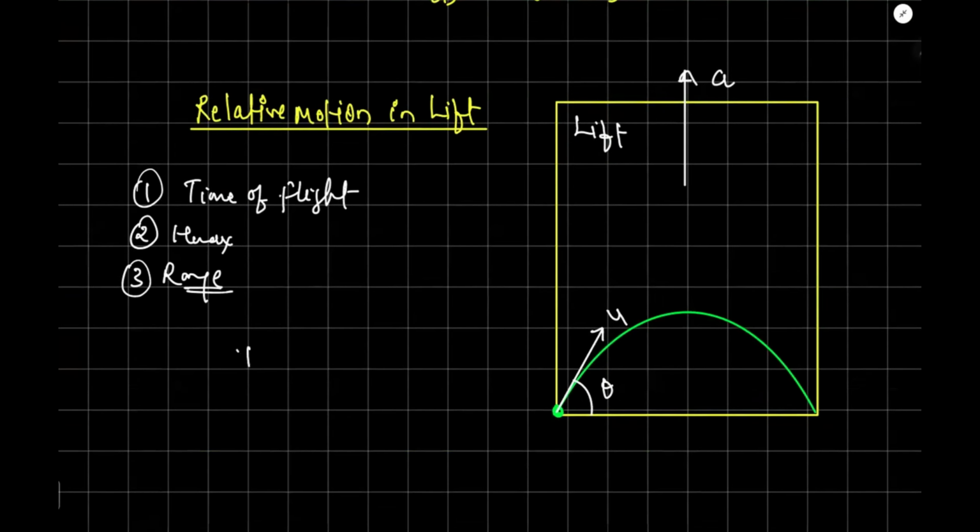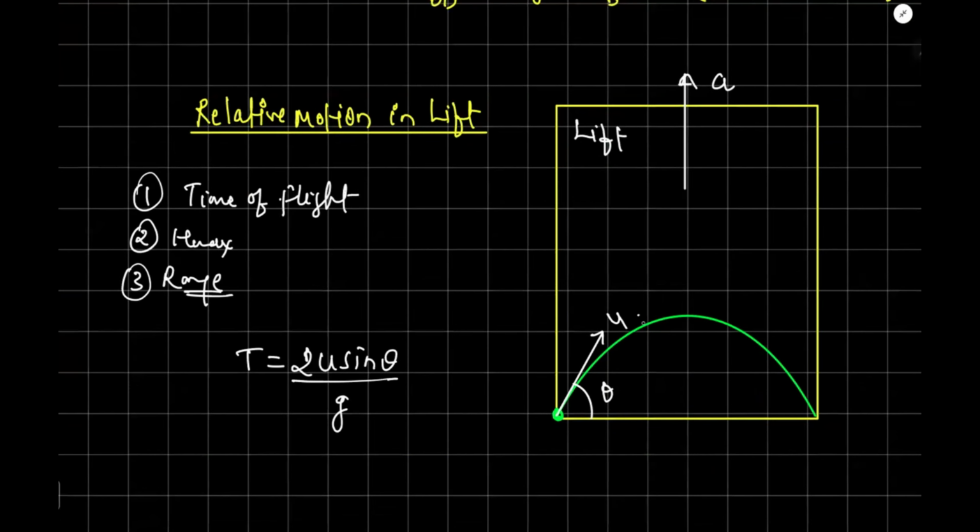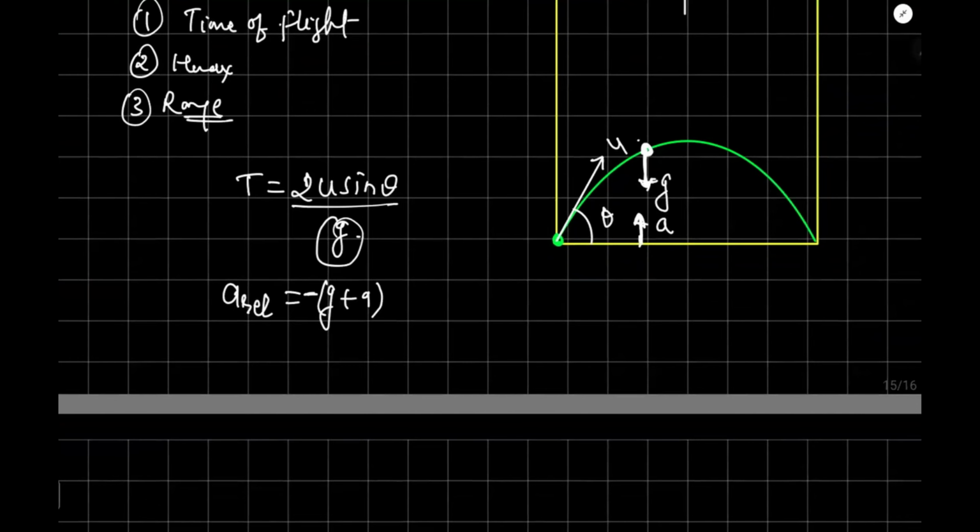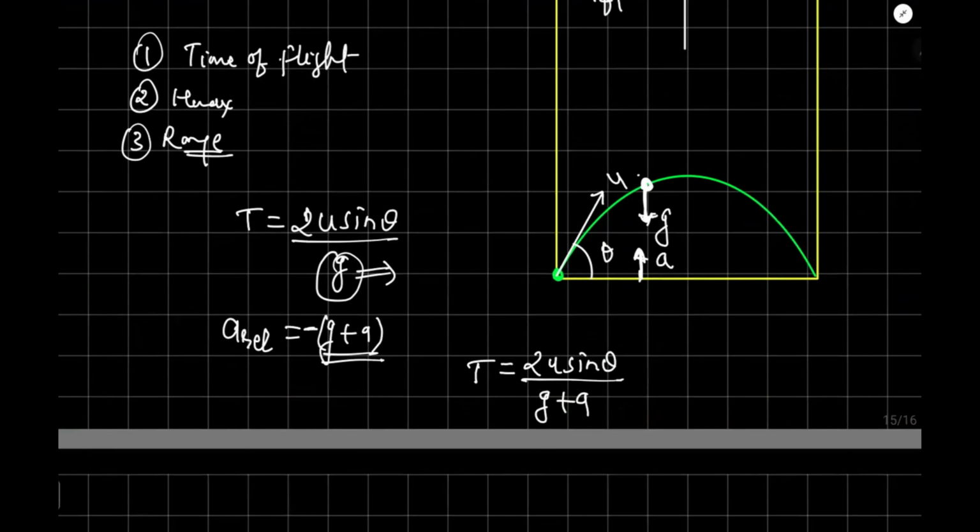So you already know what is the time of flight, we earlier used 2u sin theta by g. But if you see this time, this particle has the acceleration g toward down, right? And then lift is coming with the acceleration a. So you can say here your relative acceleration is going to be g plus a, and that is toward downside, minus g and minus a. You can replace this g with g plus a. So I can say my time of flight in a lift is going to be 2u sin theta by g plus a. Suppose करो आप कि यही जो लिफ्ट है आपका, if it is moving downward with acceleration a, then you will get time of flight 2u sin theta by g minus a.